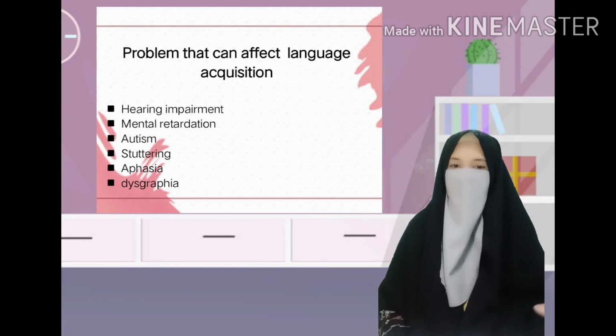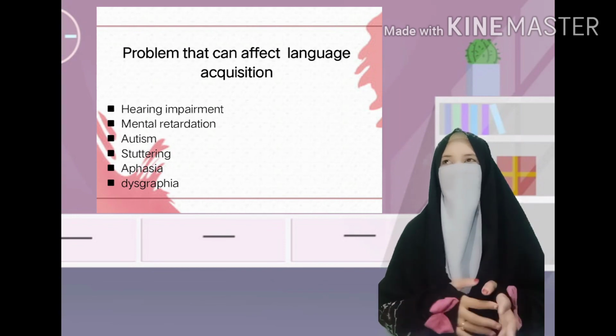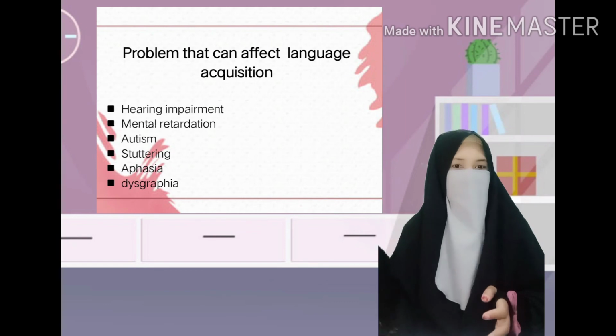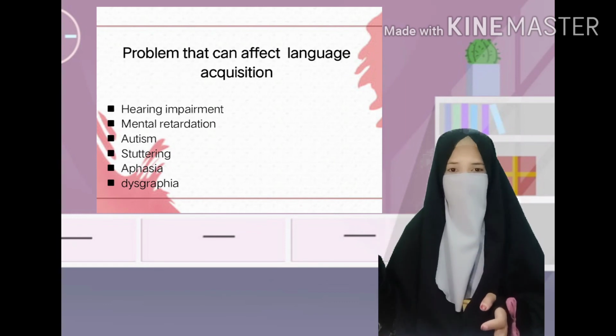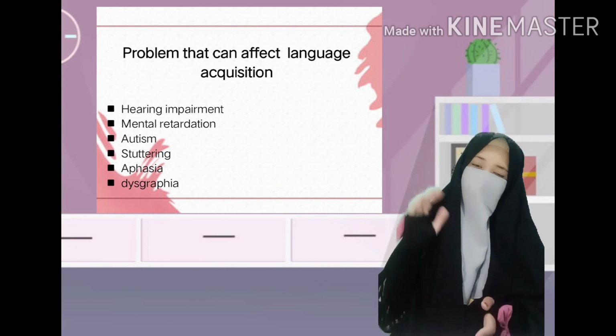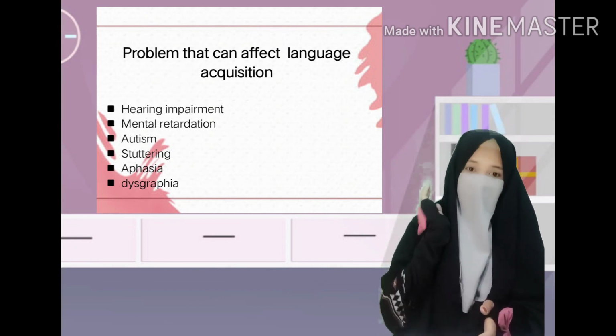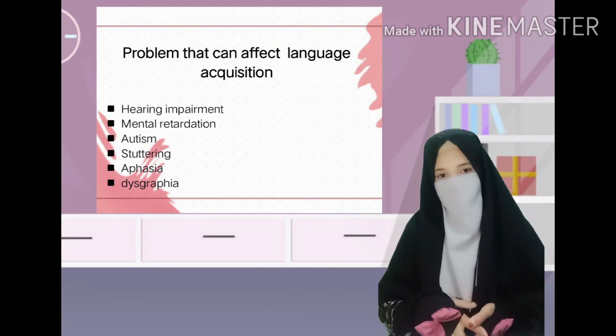And the last is aphasia. Aphasia is partial or total loss of language due to brain damage. And dyslexia is a disorder in reading and writing which might be acquired or developmental.